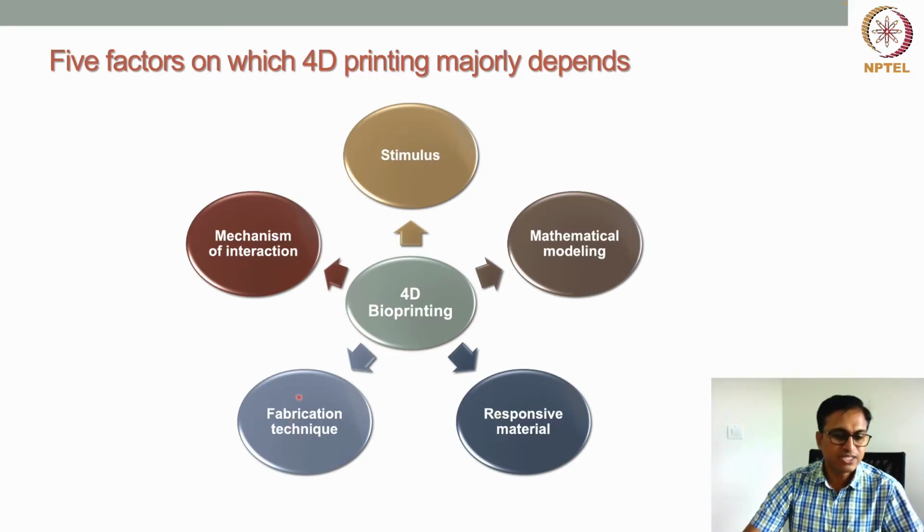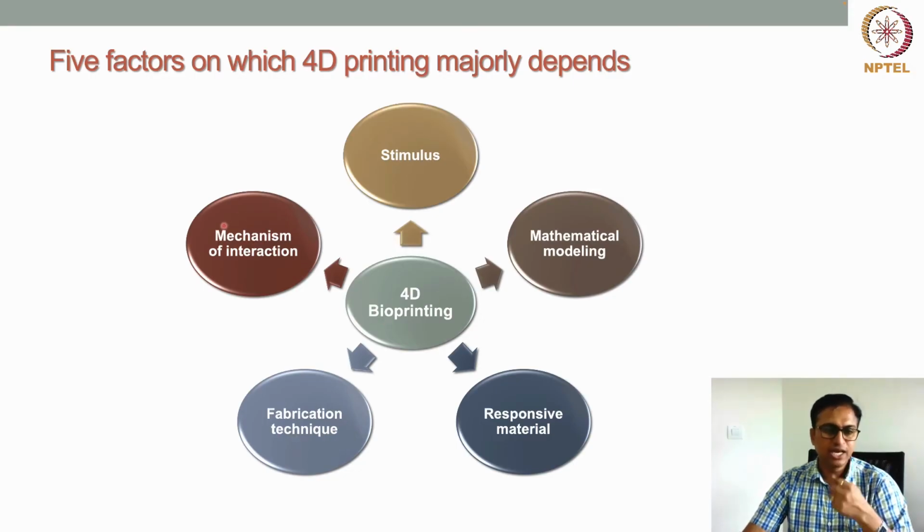Now, fabrication technique is a very important factor for 4D bioprinting because all these different structures we are making have to be printed by either 3D bioprinting or 3D printing techniques. Only if we use 3D printing techniques to fabricate the structures can 4D bioprinting be employed. So the changes can happen or be applied later on if we use certain fabrication techniques. That's why fabrication technique is another important factor for 4D bioprinting.